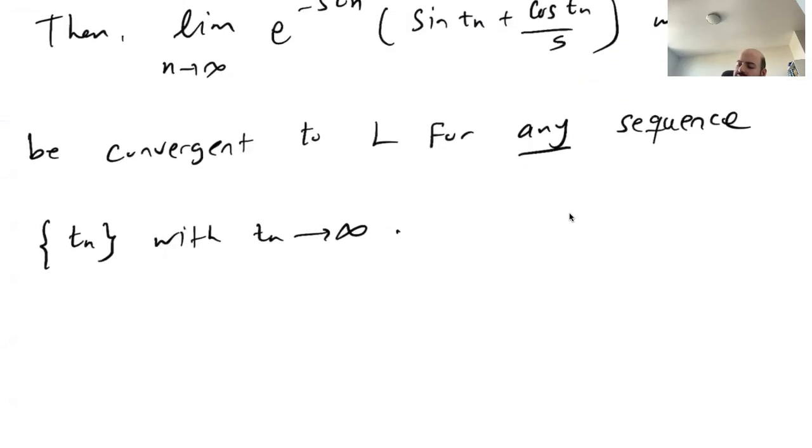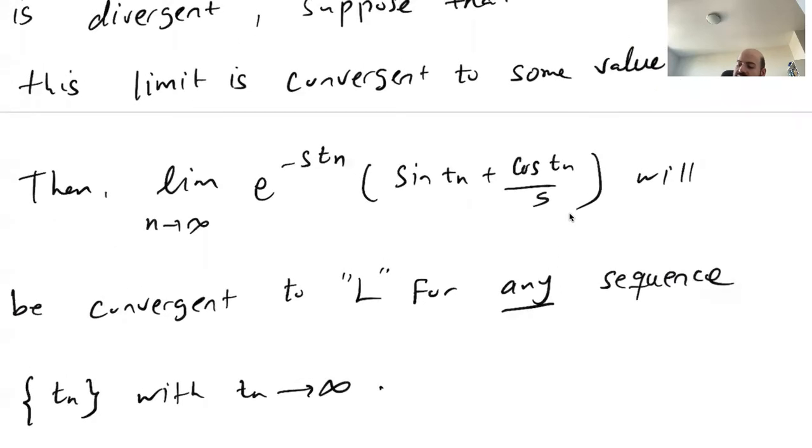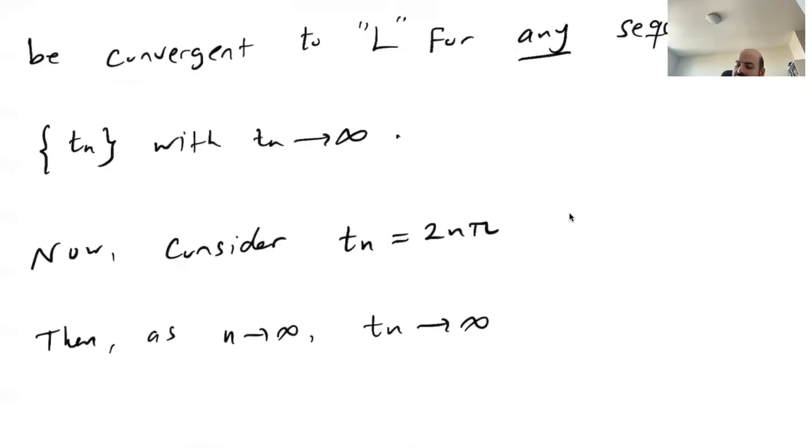So now let me say that we can consider Tn equals 2n pi. Then as n goes to infinity, Tn goes to infinity. So Tn is an example of a sequence that goes to infinity as n goes to infinity. And what can I say about this expression, e to power minus s Tn times sine Tn plus cos Tn over s?